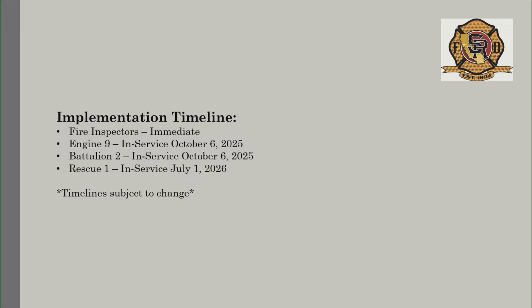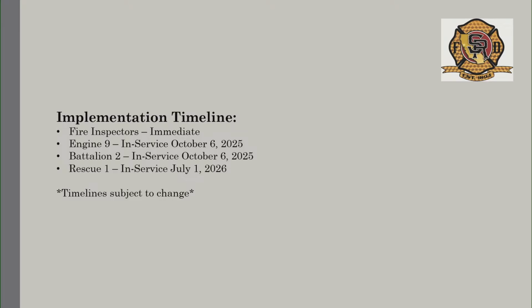And then the exciting news is that Engine 9 and Battalion 2 are both going to go into service at the same time on October 6, 2025. So that gives us about 3 months at this point to get those resources ready to go. We're going to put them in service on October 6th, but we'll do a more robust ribbon cutting type ceremony on the anniversary of the Tubbs fire. We feel that it's an appropriate time to talk about the additional resources the community is providing via sales tax funding, on the anniversary of the Tubbs fire on the 8th.